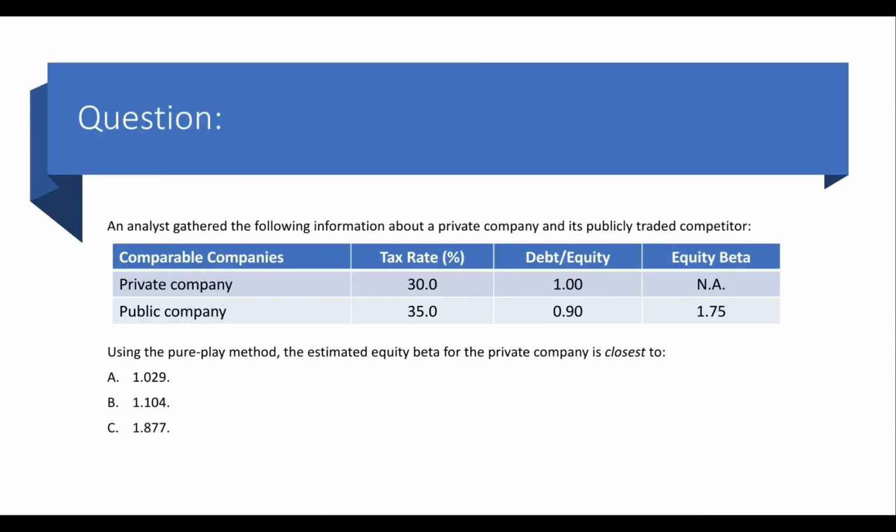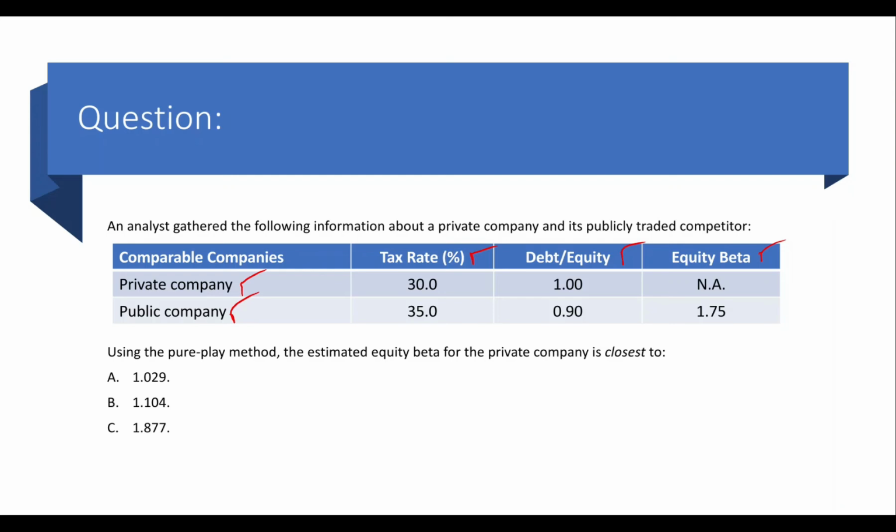Now let's do a question for revision. An analyst gathered the following information about a private company and its publicly traded competitor. Now, since the public company is a competitor, we'll assume that it is a comparable company. So we have tax rate, debt equity ratio, equity beta of both the companies. And now, using the Pureplay method, the estimated equity beta for the private company is closest to option A 1.029, option B 1.104 or option C 1.877.